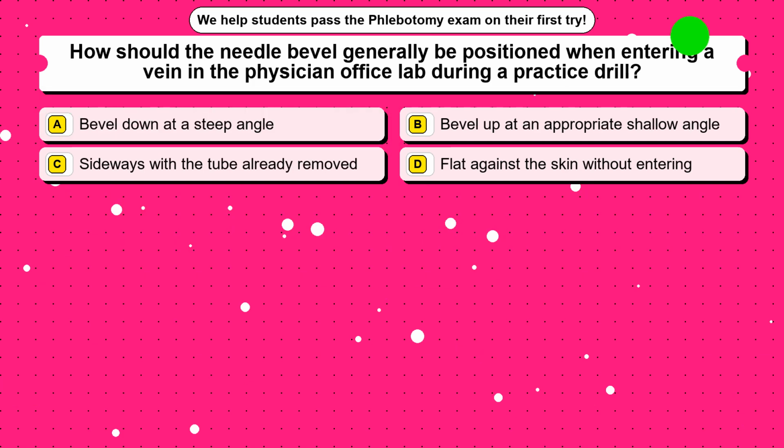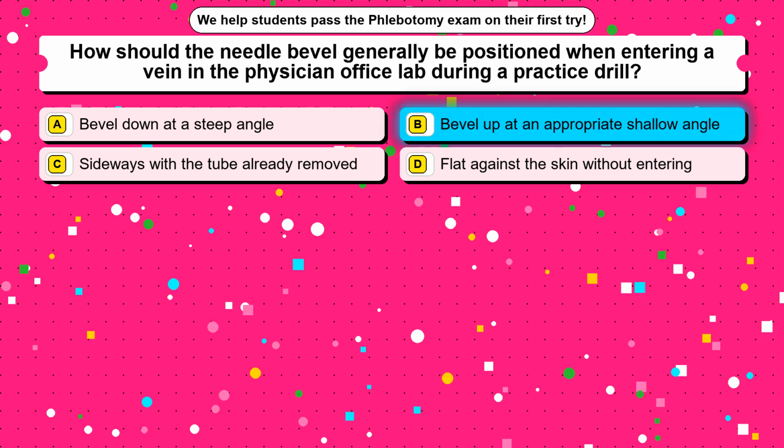Question 2. How should the needle bevel generally be positioned when entering a vein in the physician office lab during a practice drill? Option A, bevel down at a steep angle. Option B, bevel up at an appropriate shallow angle. Option C, sideways with the tube already removed. Option D, flat against the skin without entering.